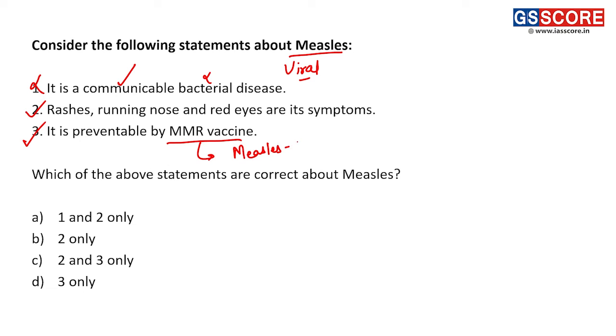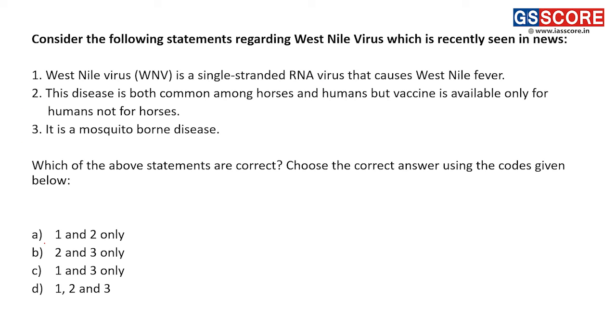Measles, mumps, rubella, that is the MMR vaccine, which can be used to prevent measles, right? So only the second and third statements are correct, and we are supposed to find out correct statements only. Hence the answer is C, 2 and 3 only, right? Next question now. Consider the following statements regarding West Nile virus, which is recently seen in the news, right? So again, this is an important question.